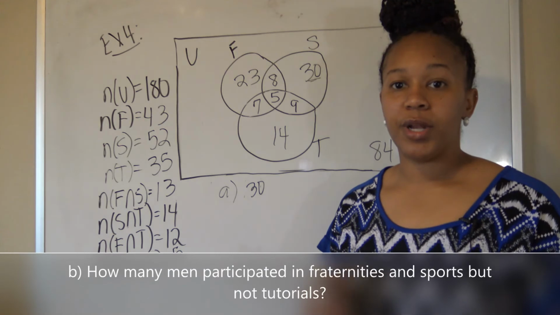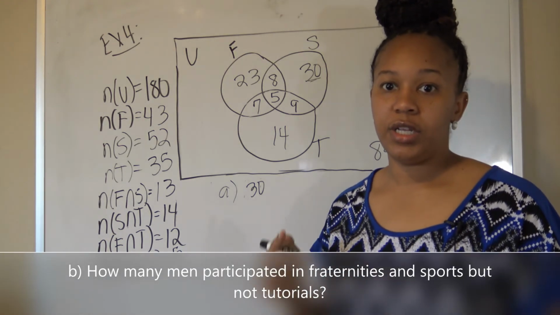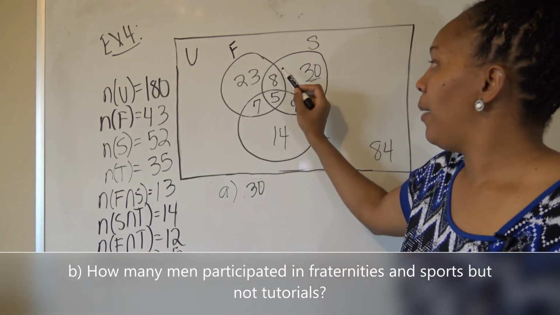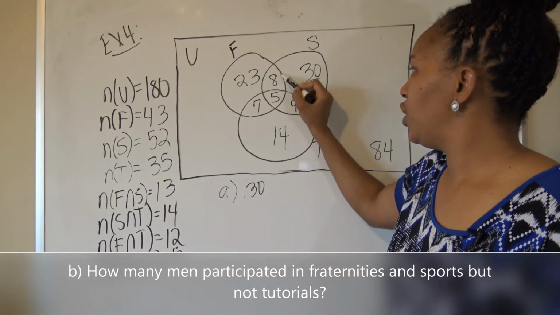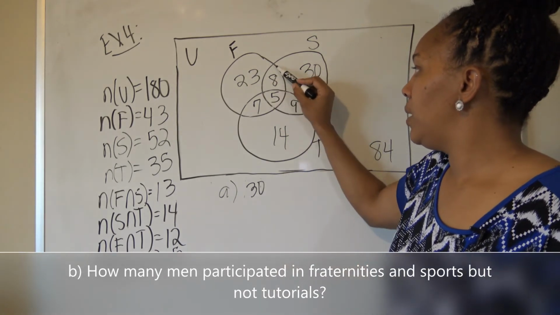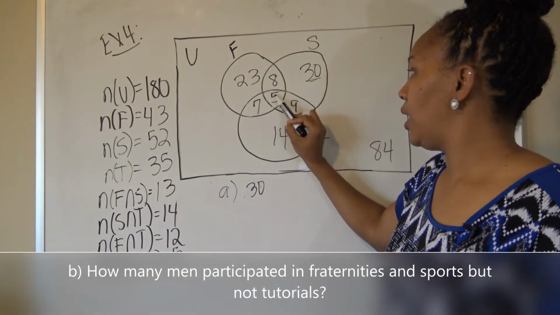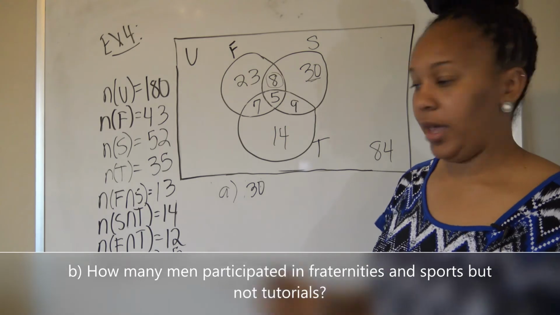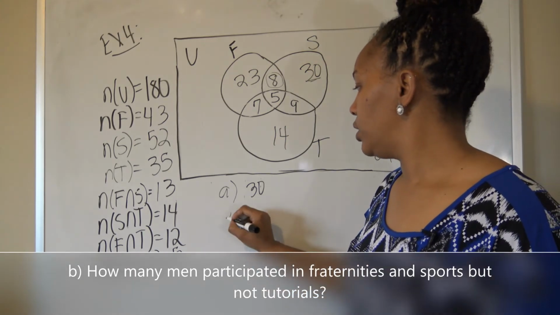So for part B, we want to know how many participated in fraternities and sports, but not tutorial. So I want to know how many were in F and S. Here's my F and S, fraternities and sports, but not tutorial. So I want to take out the tutorials piece. That leaves me with just this number right here, the 8. So part B, your answer would be 8.